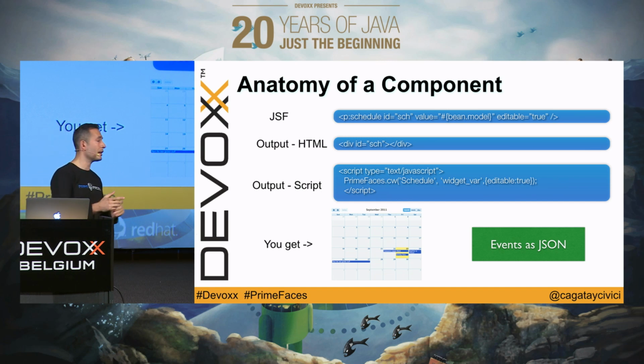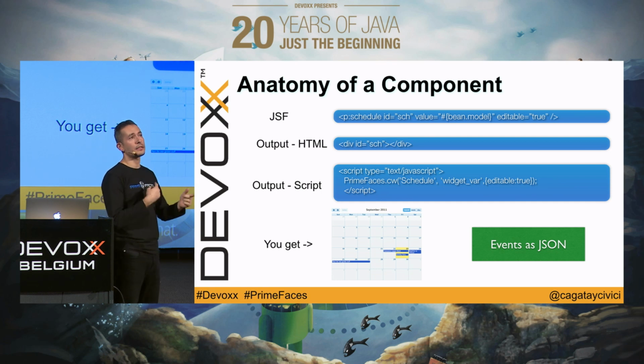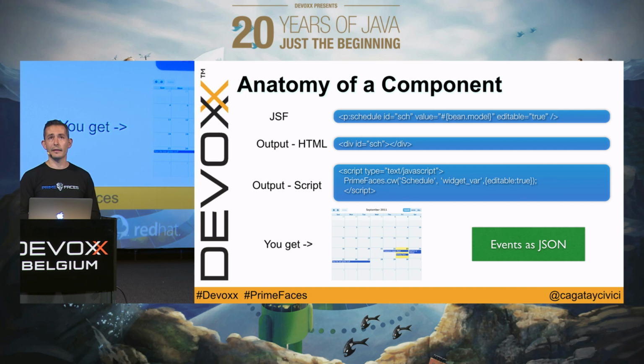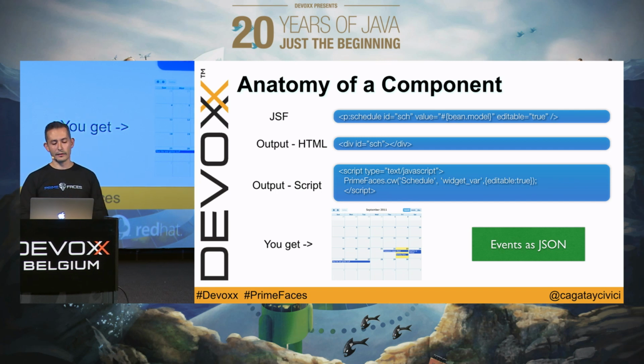And the interesting thing is that the event and data is sent as JSON. So it's quite lightweight to use this component. We are trying to keep things small and lightweight instead of a lot of markup. We usually create the UI on the client side with jQuery. PrimeFaces is jQuery based.